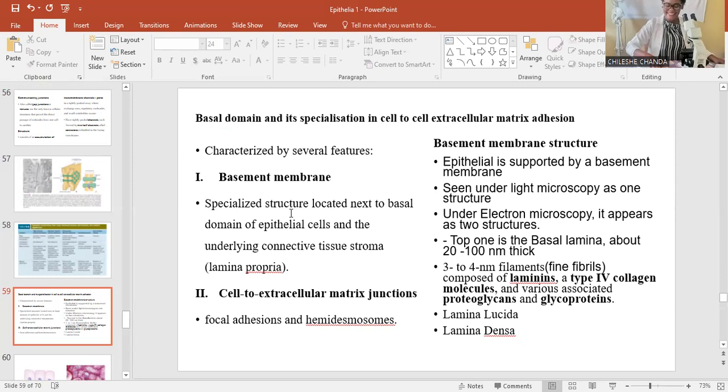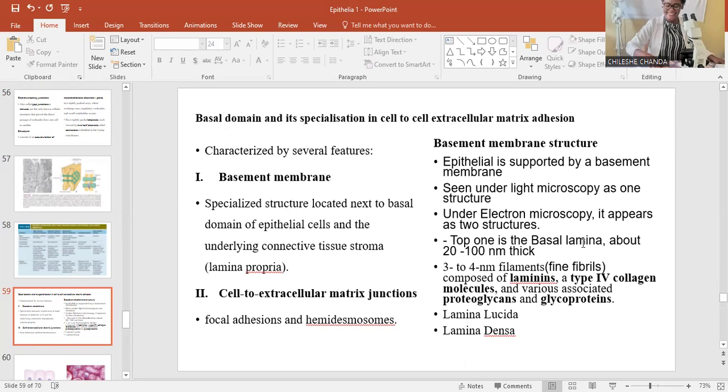The other thing that you're going to find are cell to extracellular matrix junctions, and these are known as the hemidesmosomes and focal adhesions. Those are some of those junctions that hold the cells to the basement membrane as well as to the extracellular matrix. Now, the basement membrane has a very unique structure.